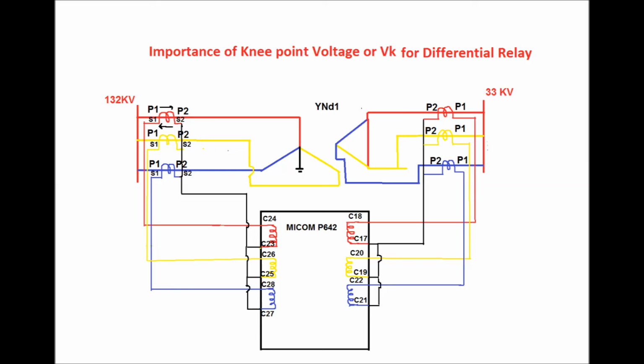Now the importance of knee point voltage, VK, for the differential relay. The differential relay connection for a YND1 type transformer has been shown in this diagram. Here the relay is MICOM 642. Connection for the HV side and LV side has been shown. Under any through fault condition, either in the HV side or LV side, if any of the CTs saturates, in order to prevent the relay from maloperating, bias characteristics are given to the relay.